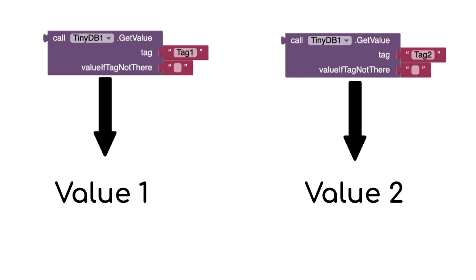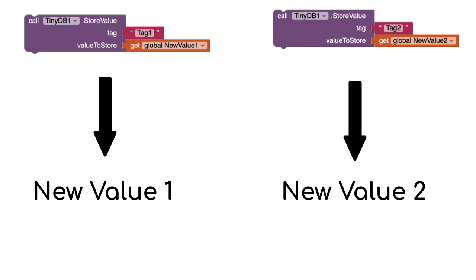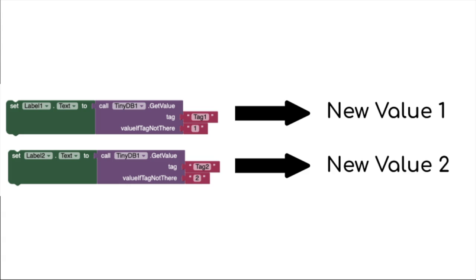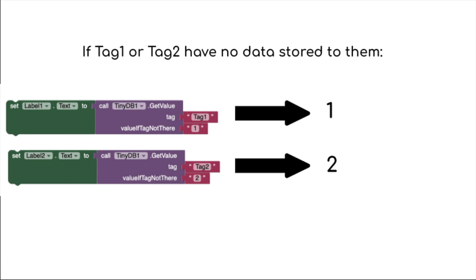When I want to store data in the app, in this case, a number, I'd store it under a tag. Whenever I ask the TinyDB component to add a value to that specific tag, it will replace whatever is in the tag with the new requested value. When I call the TinyDB to retrieve the value of a tag, it will display whatever is saved inside of that tag, and I can make it return something else if no data is found in the tag.